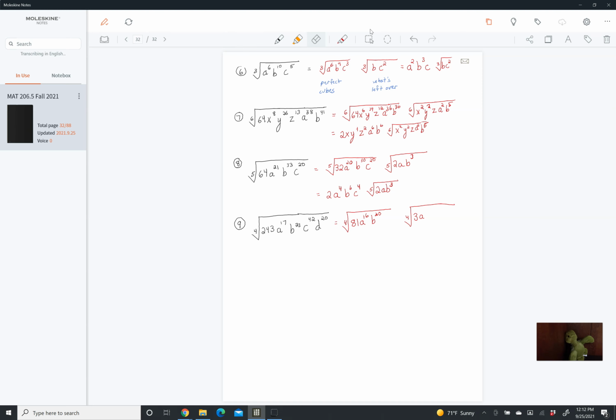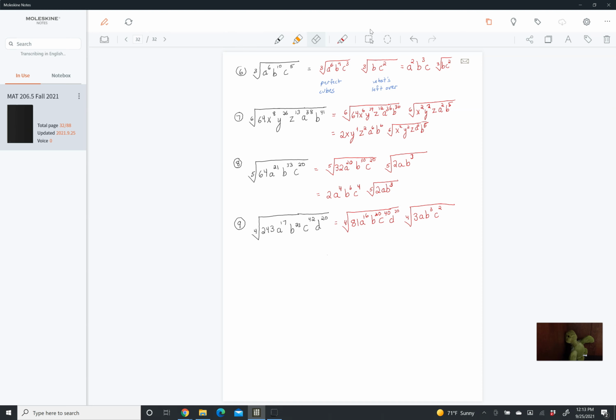Okay, that's a 20. Which means that we have 3 b's left over under here. Okay, c to the 42. 42 isn't divisible by 4. Neither is 41, but 40 is. What are we left with? A c squared. And then the entire d to the 20th goes under this first radical because 20 is divisible by 4.